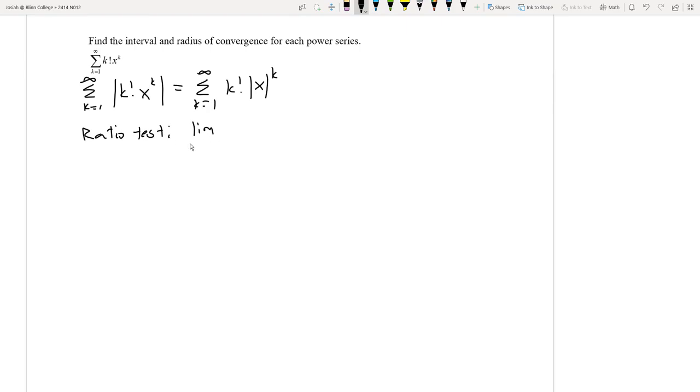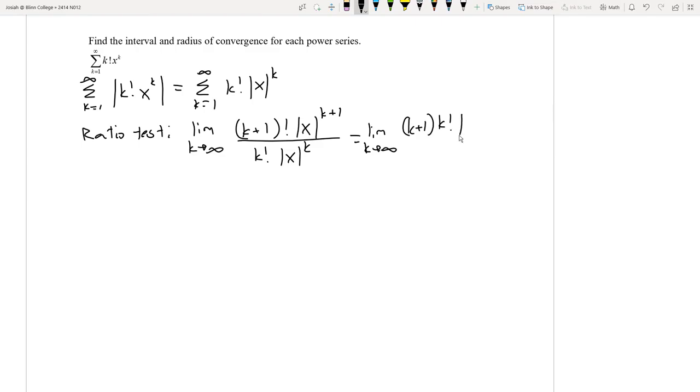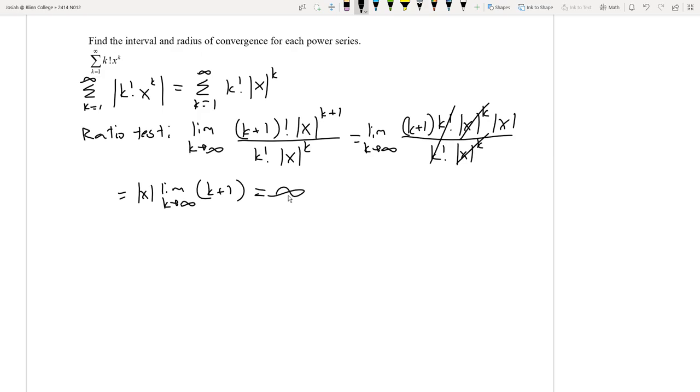And you can probably imagine that there will be some pretty quick work here. K plus 1 factorial, absolute value of x to the k plus 1 over k factorial, absolute value of x to the k. So that's the limit as k tends to infinity of k plus 1 times k factorial times absolute value of x to the k, absolute value of x, over k factorial, absolute value of x to the k. So those guys cancel, and we're left with absolute value of x limit as k tends to infinity of k plus 1, which is infinite.